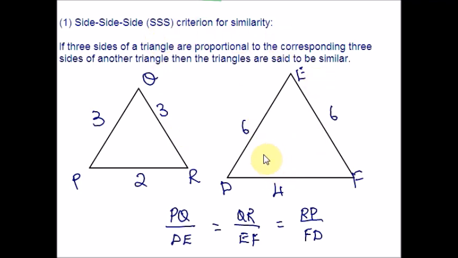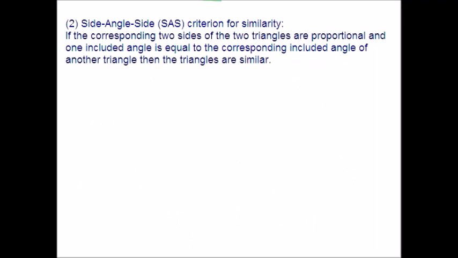Okay, the same way, let me write an example for SAS. Before that, let me write the statement. Side angle side criterion for similarity. If two corresponding sides of the two triangles are proportional and the included angle is equal to the corresponding included angle of the other triangle, then the triangles are similar.